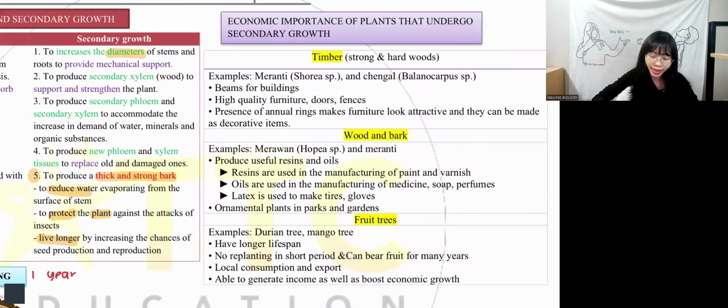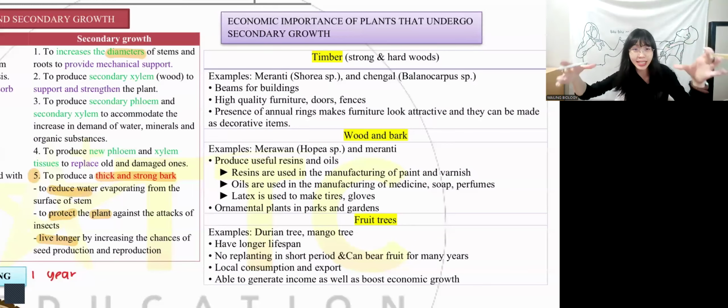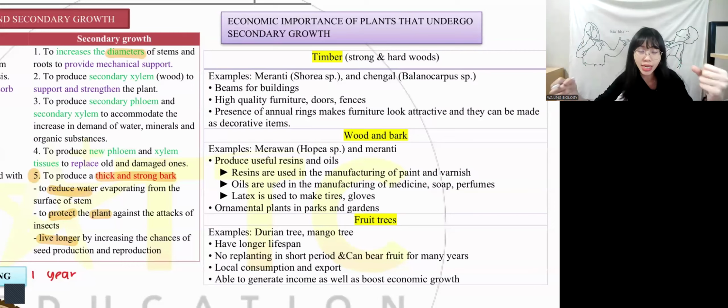Towards humans, we have timber. Timber is strong hardwood. What do we do with timber? We have meranti, we have chengal. These are the strong woods. You can make them into beams for buildings. Building beams are the tiang. The tiang is made of wood, so they're very strong and stable.